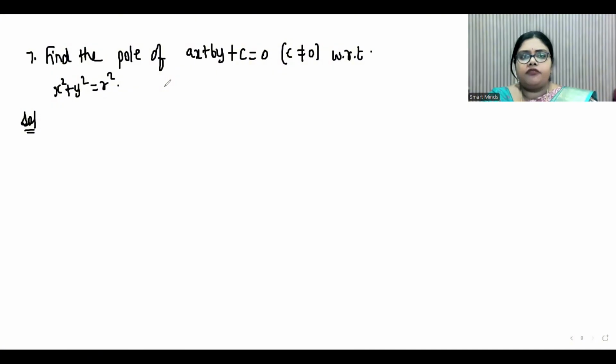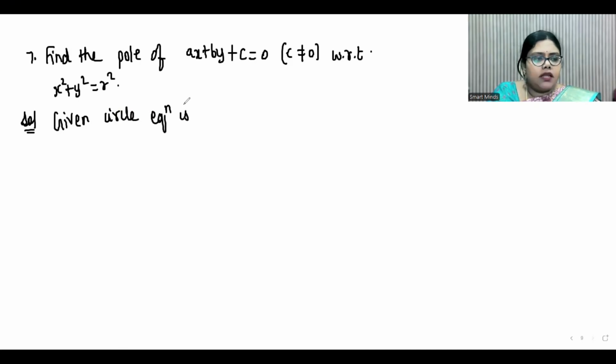Take the next question. Find the pole of ax + by + c = 0, where c is not equal to 0, with respect to x² + y² = r². So what is the given circle equation? The given circle equation is x² + y² = r². Okay, so this is given in standard form.